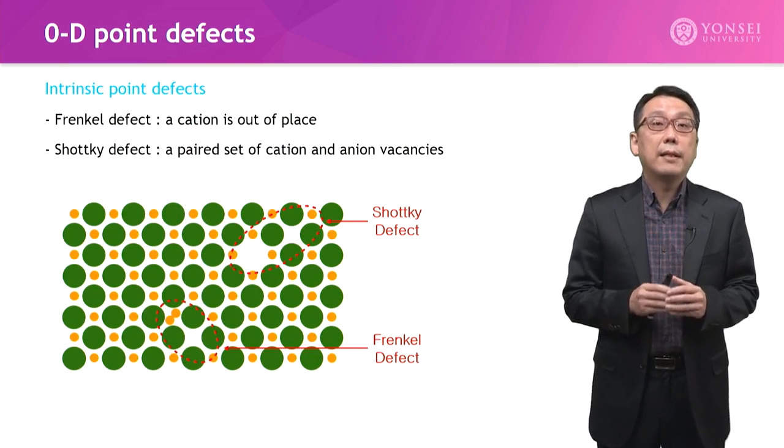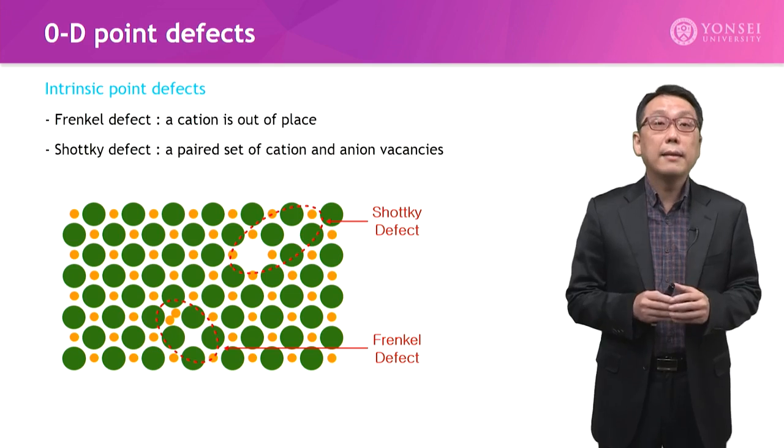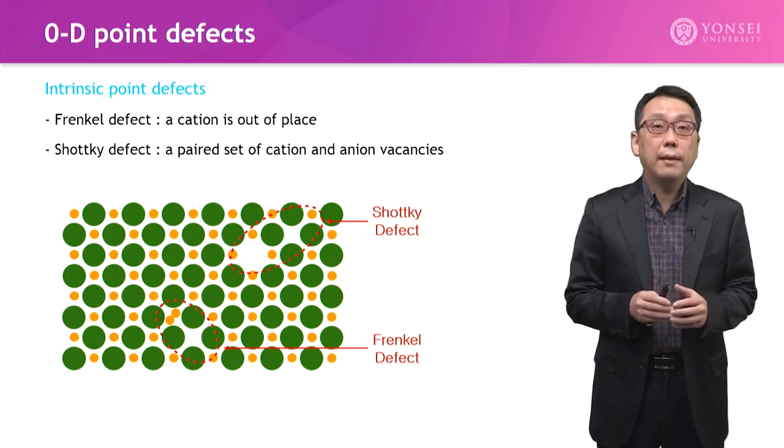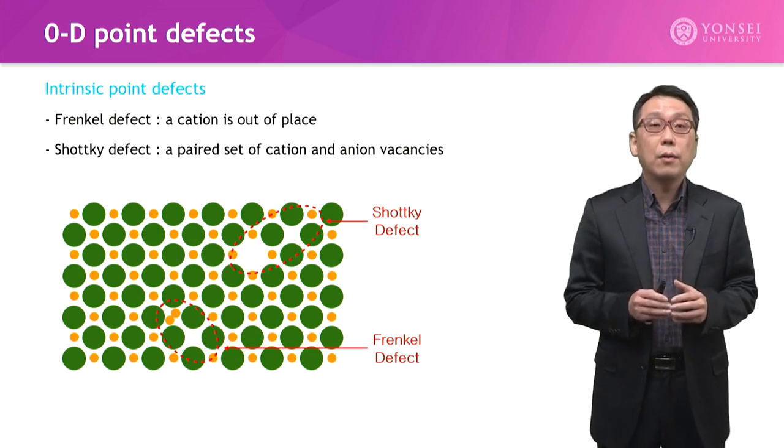Basically, intrinsic point defects can be classified into two categories. One is the Frenkel defect, where a cation is out of place, as shown here. And the second is the Schottky defect, a paired set of cation and anion vacancies, as shown in this slide.